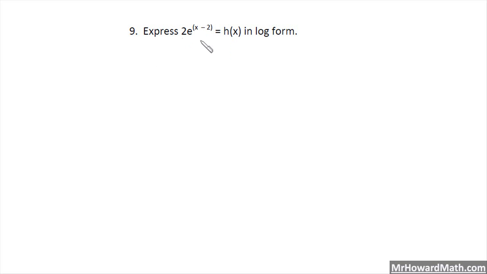So the first thing we need to do is divide by this 2 here. So we get e to the x minus 2 power is equal to h of x over 2, or you could say 1/2 h of x. It doesn't matter. I'm going to keep it this way. And then we discussed, when we talked about this in class, that when you go from exponential form to logarithm form, the base stays the base. So I'm going to write the logarithm with base e.